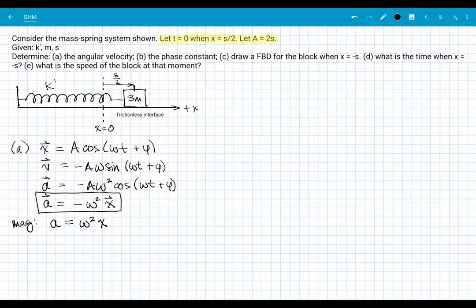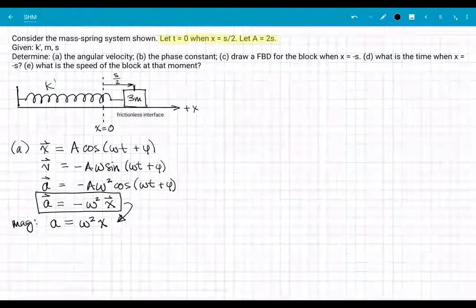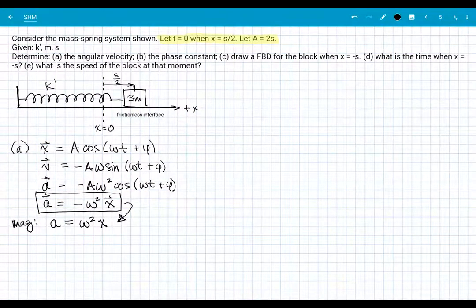A lot of times students will get confused about the move to this magnitude expression. And what I say is that we do this all the time in force analysis. We use magnitude expressions there. So go back and look at that. This isn't all that different from what we do there. All right. So now I need to draw a free body diagram for my situation.